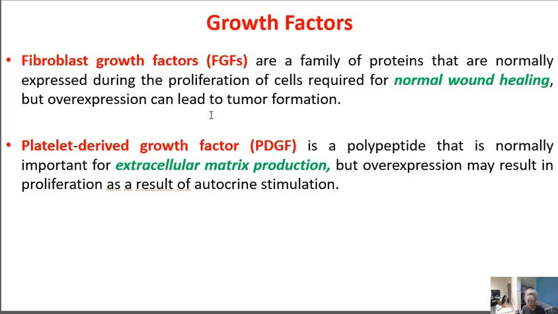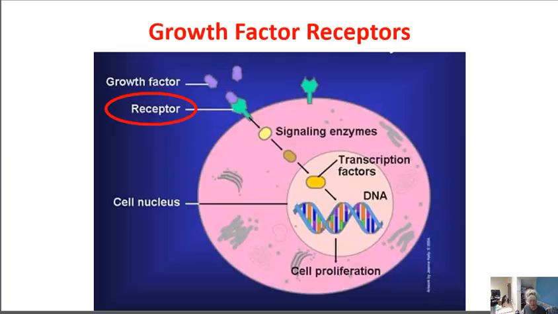Platelet-derived growth factors are polypeptides that are important for extracellular matrix production, but overexpression can result in proliferation through autocrine stimulation. It's just automatic. That's what autocrine means. Endocrine means it needs stimulation through a different site. So growth factors can mutate, and once they mutate, they send a mutated signal all the way down to the master switch. It's like aberrant electricity, if you will.